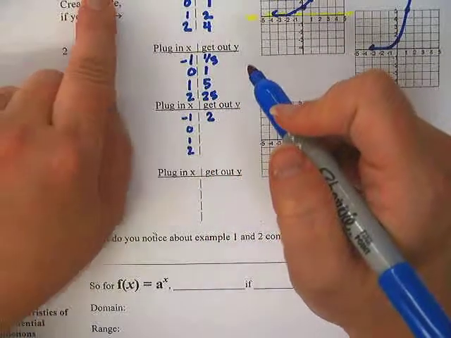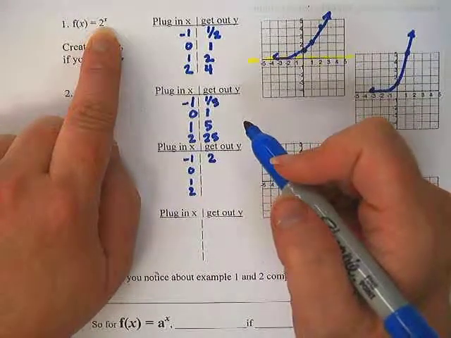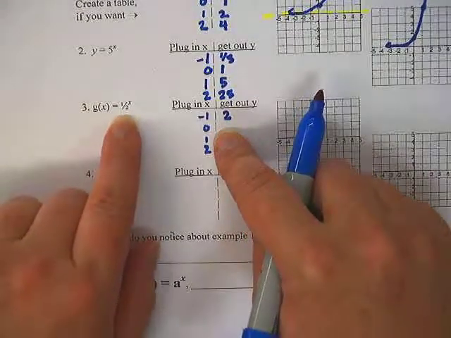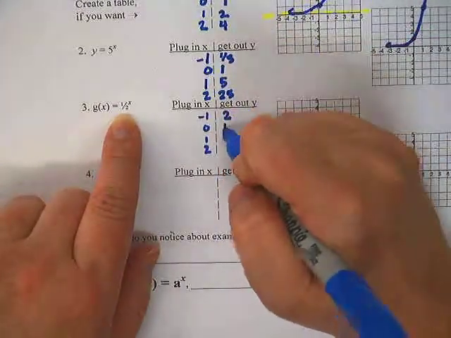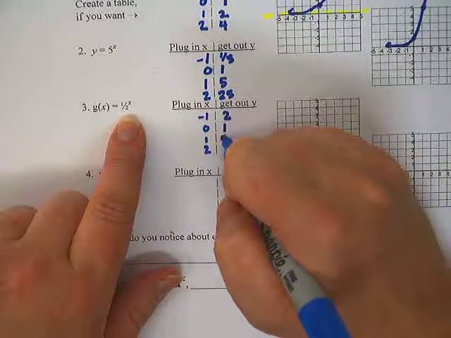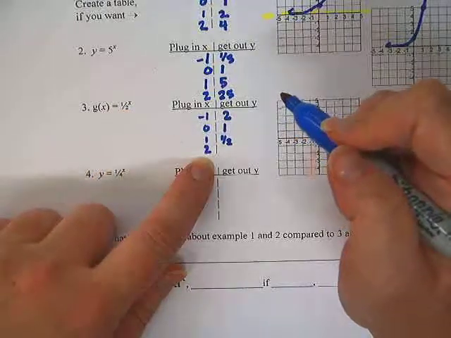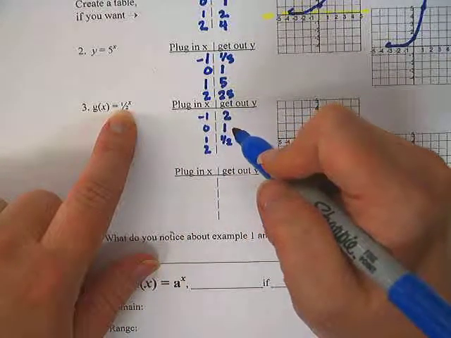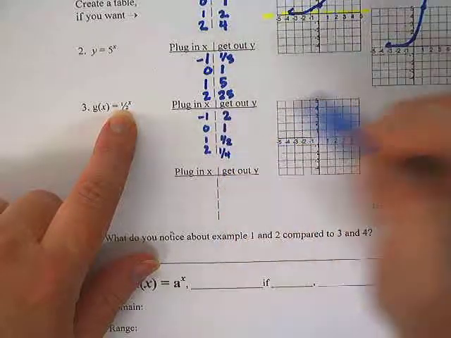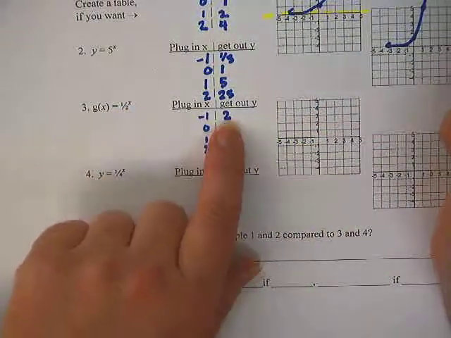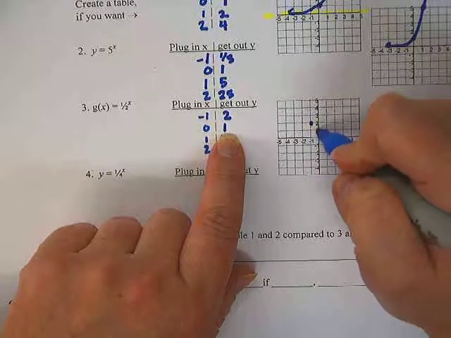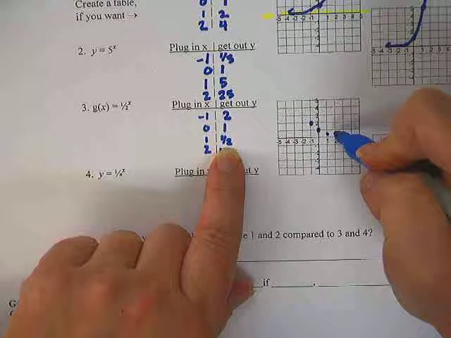So 1/2 to the negative 1 power flips that fraction over, so it becomes 2. Just like on this problem, when we did 2 to the negative 1, it became 1/2. So this is just the opposite, the reciprocal of that. 1/2 to the 0 power, it doesn't matter what to the 0 power, it's always 1. And then 1/2 to the first power gives us 1/2, and 1/2 to the second power means we're taking 1/2 squared. So 1/2 times 1/2 is actually 1/4. It's a smaller fraction.